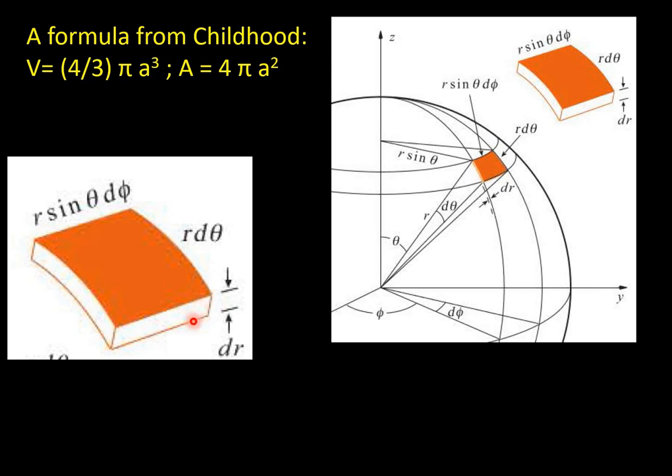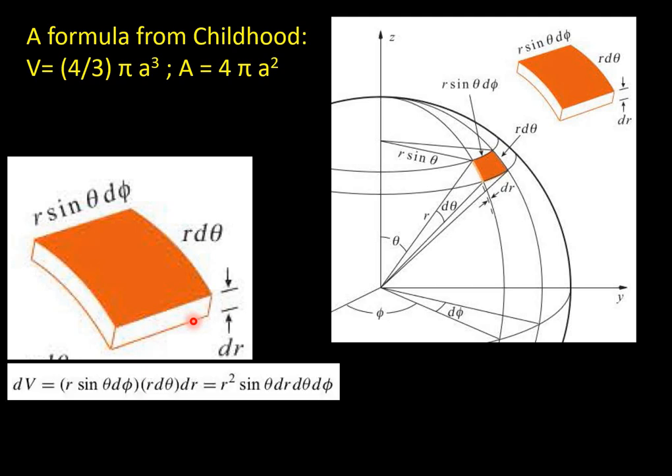So what would be the volume of this slice of cake? Just multiply the three factors: r sin theta d phi, into r d theta, into thickness dr. So it gives you finally r square sin theta d theta d phi dr. So this is the small volume element dV.